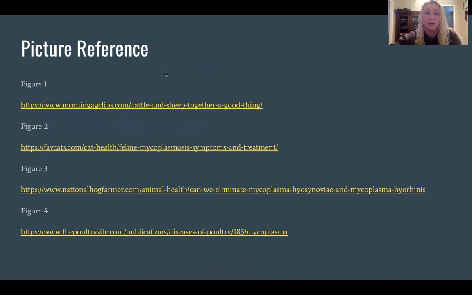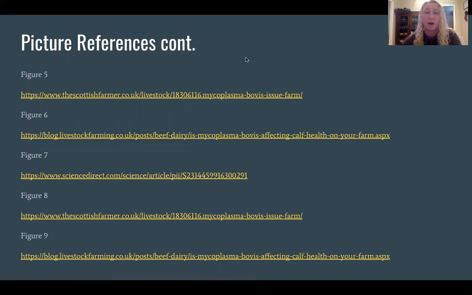And these include our references for our PowerPoint, but in general conclusion, we've learned about 3 main mycoplasmas today that do affect your large animals, so your cattle, your goats, and your cats.